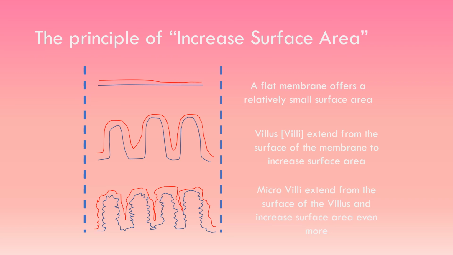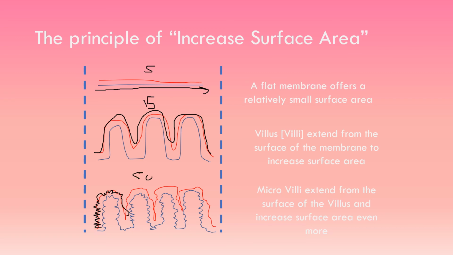Again, it's surface area. If we measure this flat membrane, it might be 5 centimeters long. Whereas if we put folds in it and we measure that, it might be 15 centimeters long. But if we put little dimples on each one of those folds, it might be 50 centimeters long. So basically, in the same distance from here to here, we've got 10 times as much membrane as we did with just a flat surface. And that's what the microvilli do.